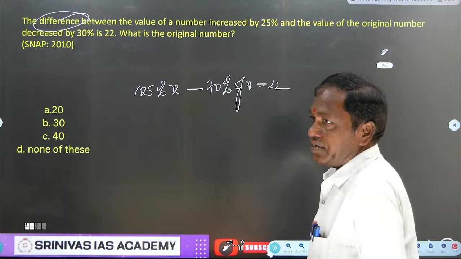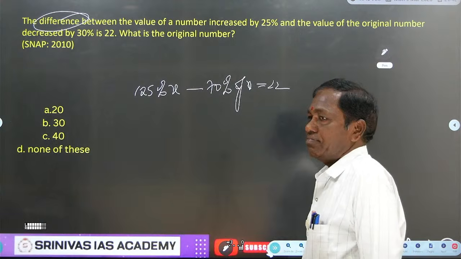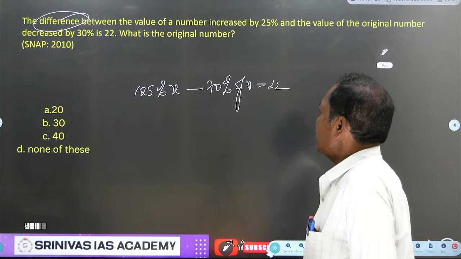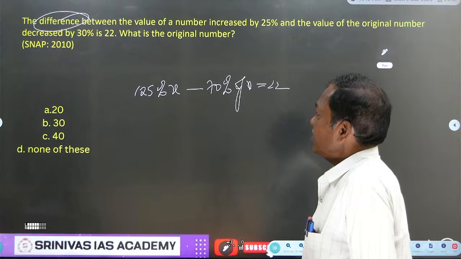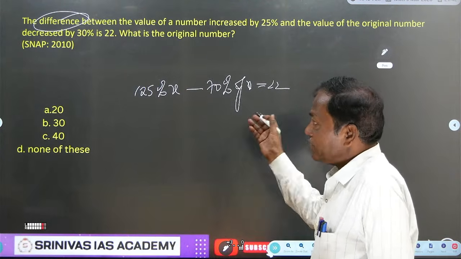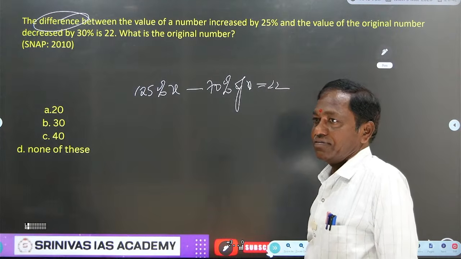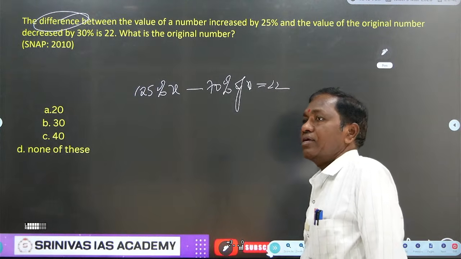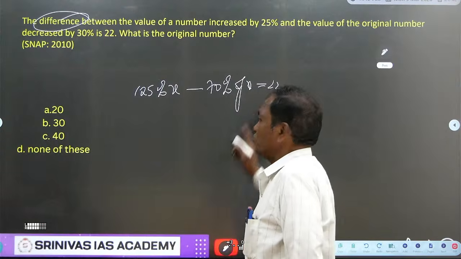Original number can be 100. The difference number is the original number, sir. The difference of 2 numbers is the original number, sir. No. So difference only, original number is being asked in the question. Yes, sir.